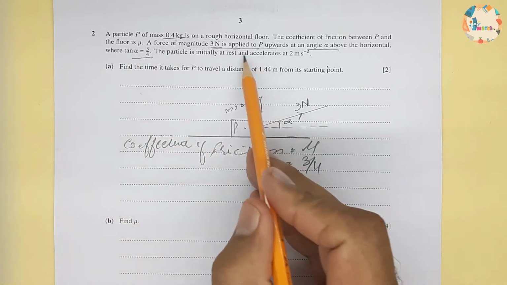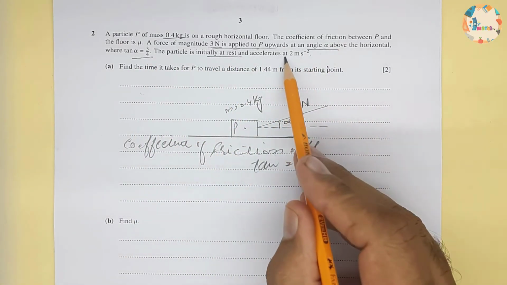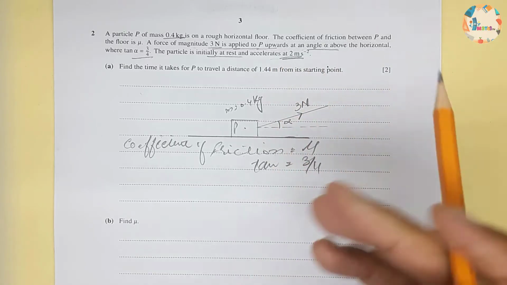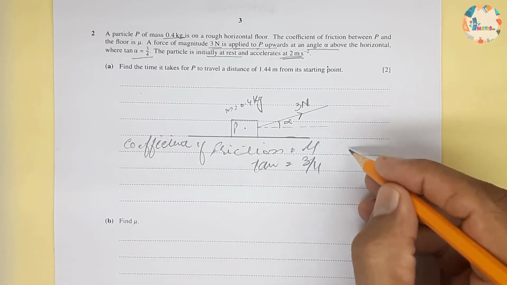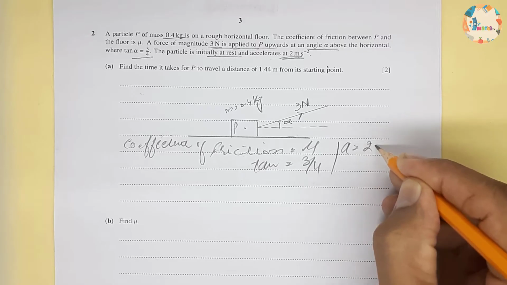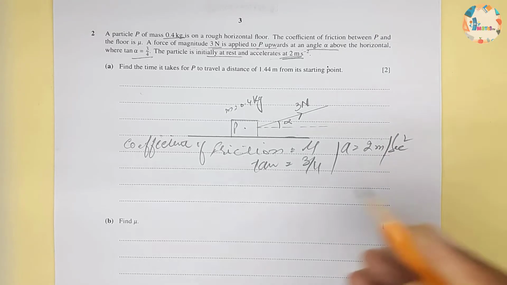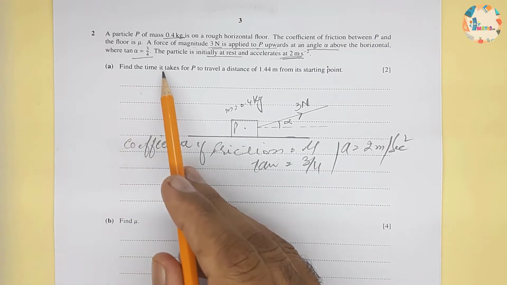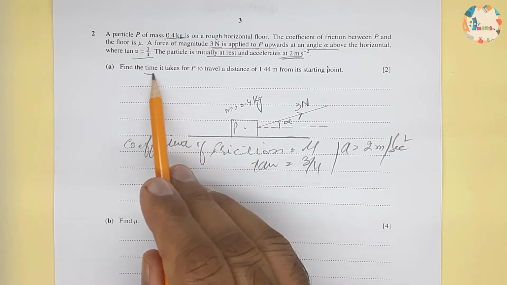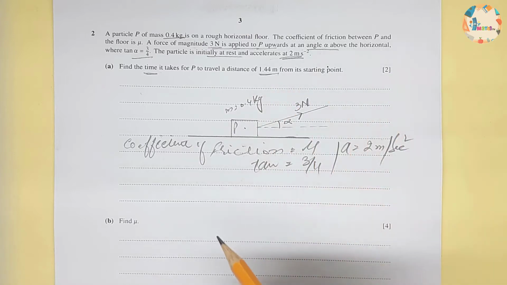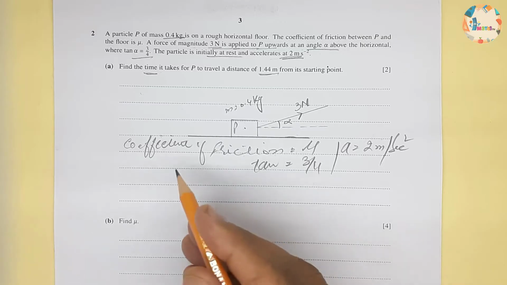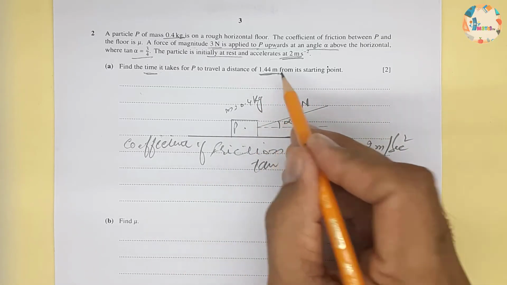The particle is initially at rest and accelerates at 2 meter per second square. So acceleration is also provided. Acceleration is equal to 2 meter per second square. Find the time it takes for P to travel a distance of this many meters from its starting point. So from its starting point, this distance is covered.